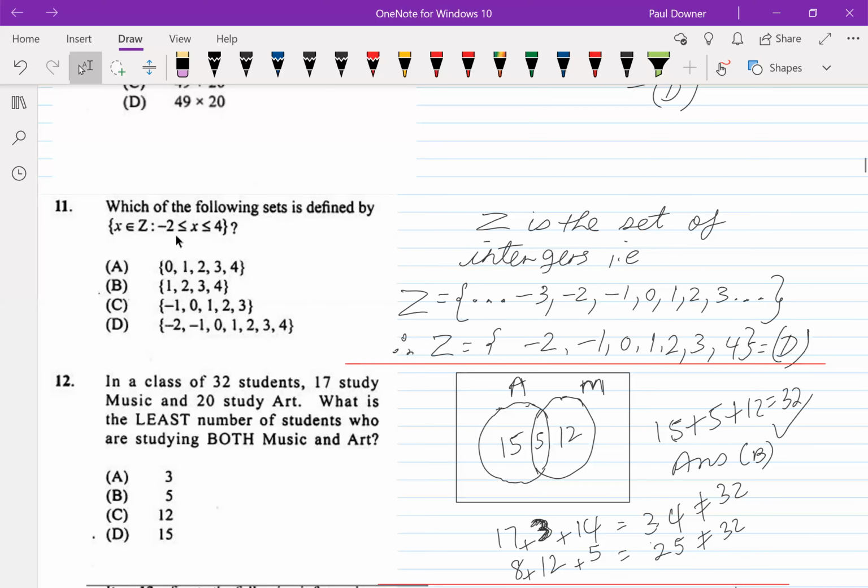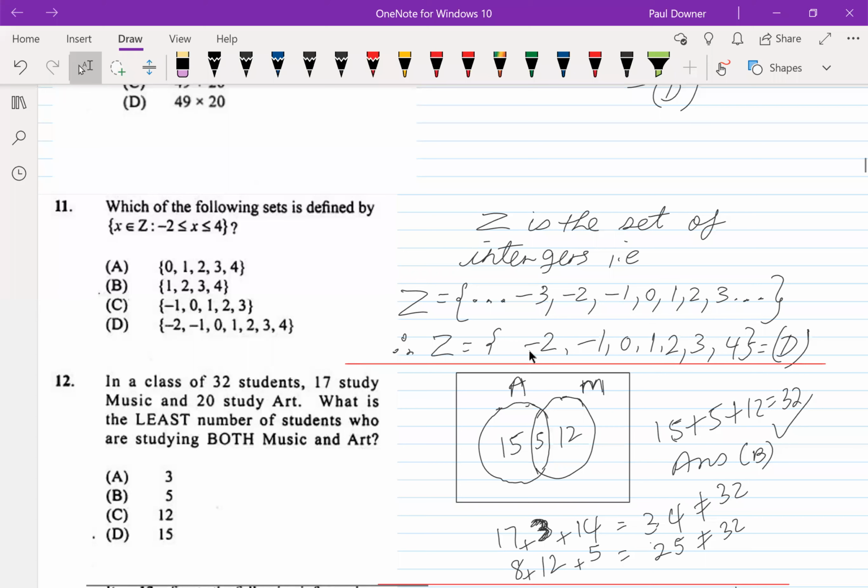But this set that they are talking about limits the integers to -2 as the smallest and 4 as the largest. So if we extract this set out of this universal set of integers, then this is what we end up with, right? We cannot go past -2 and we cannot go past 4 on the other side. So you have to stop at 4 here and you have to stop at -2 here. So this would correspond to answer D. If you look at D, it's the same thing as this, okay? So that's how you come up with that.